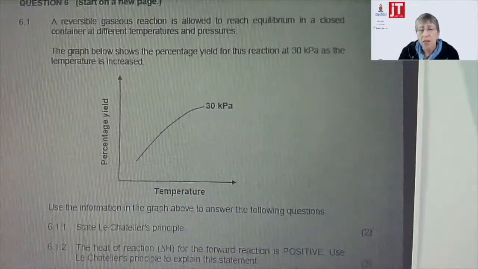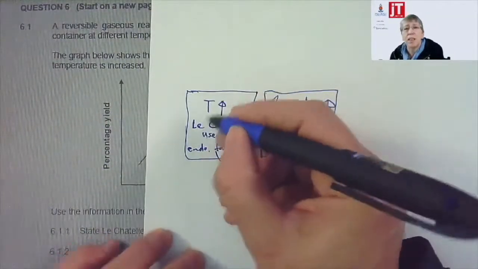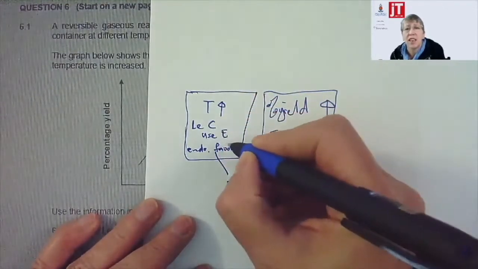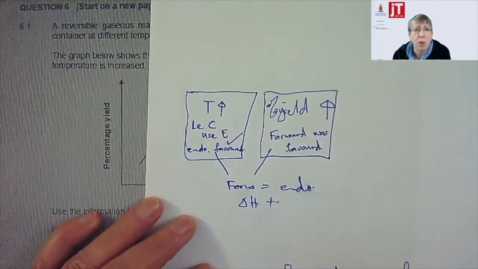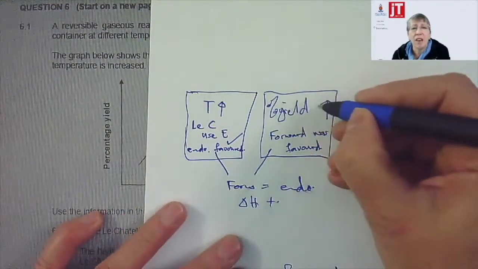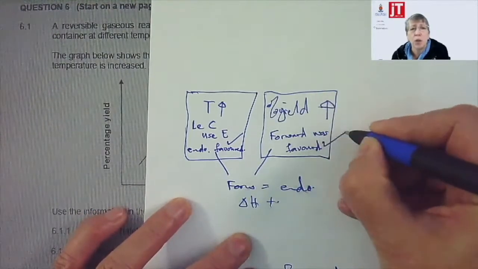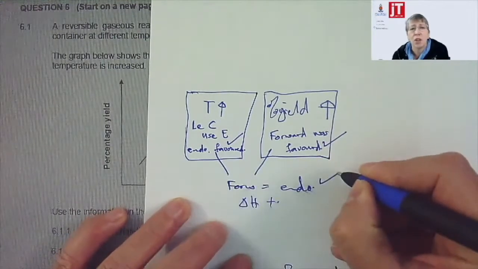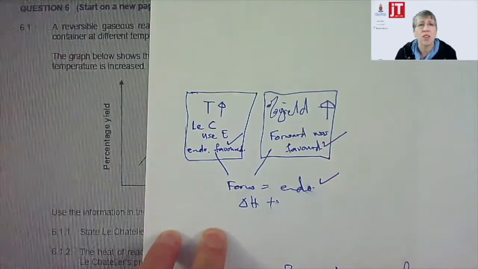So if they ask that for 3 marks, it will definitely be because you tell them that an increase in temperature is always, according to Le Chatelier, going to favor the endothermic one, right? The fact that we have an increase in yield tells me that forward was favored, and that's why I can say forward is endothermic, which means it's positive, but that they already gave us, that's why it's not a mark.